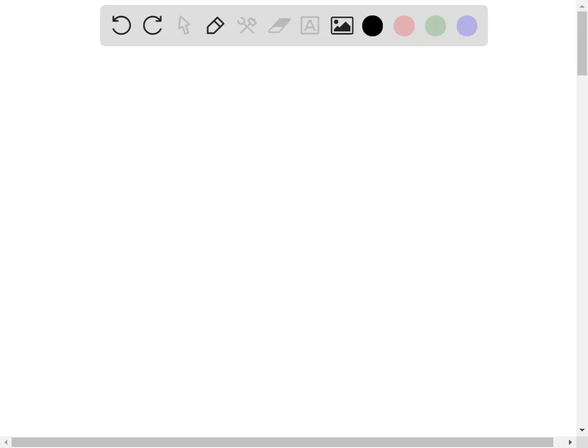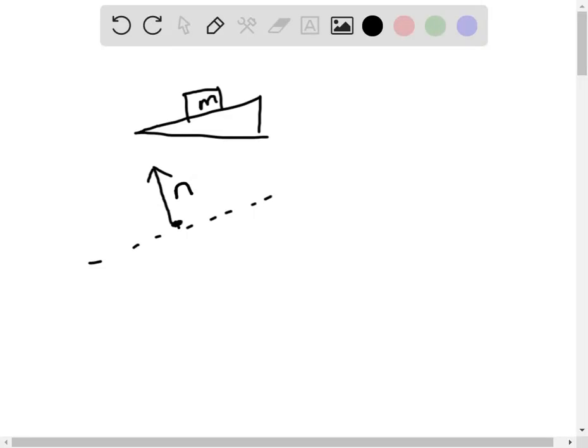So here we can first sketch a diagram of an incline, and as well having an object of mass m on the incline. So we can sketch a force diagram. So mainly we have our normal force here, and we have the force due to gravity that's pointing towards the center of the Earth.